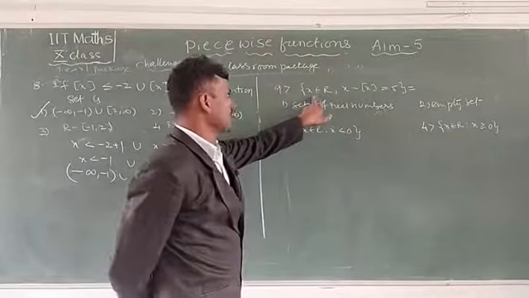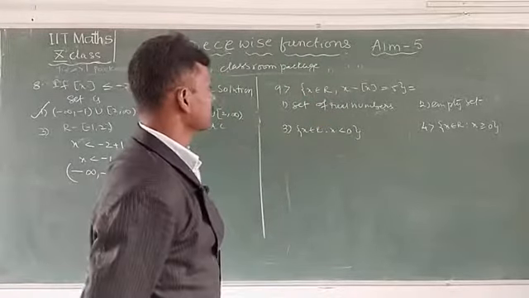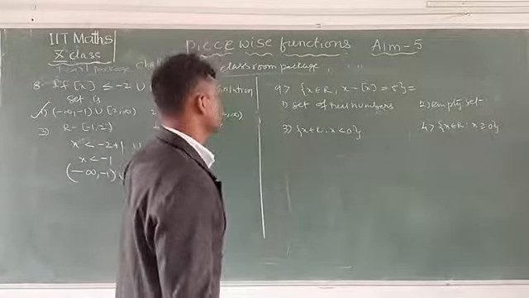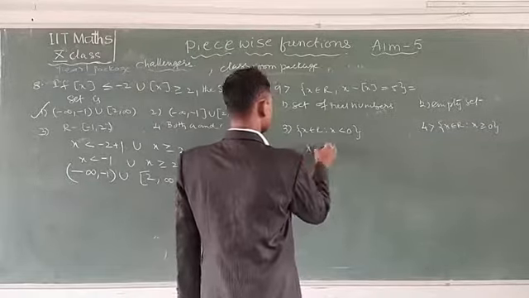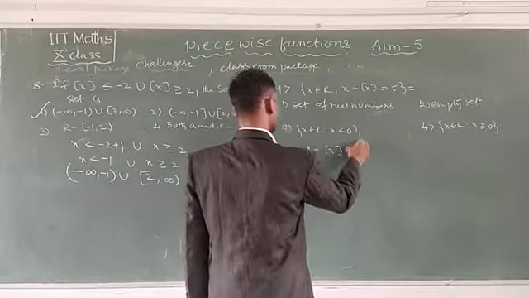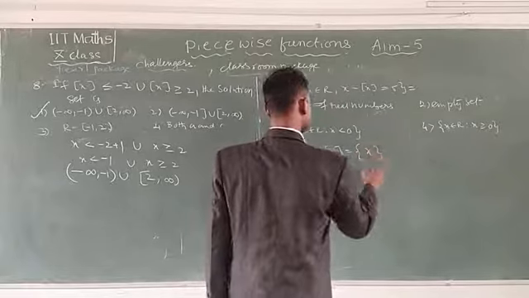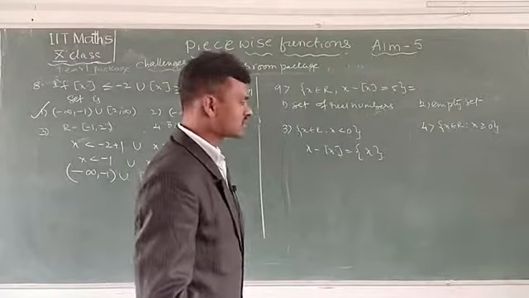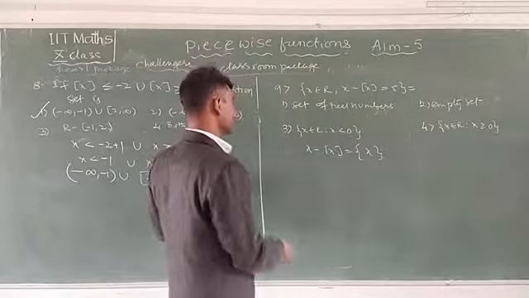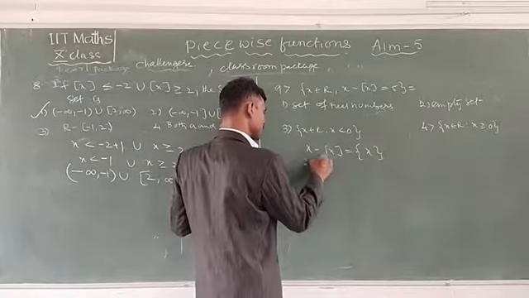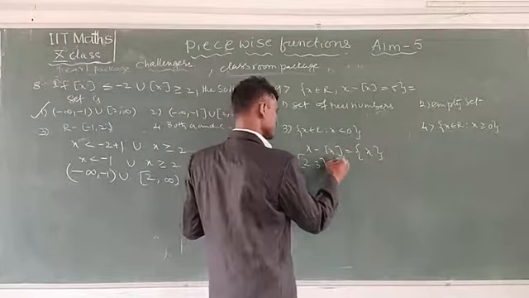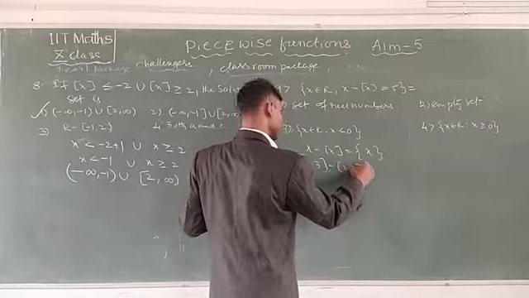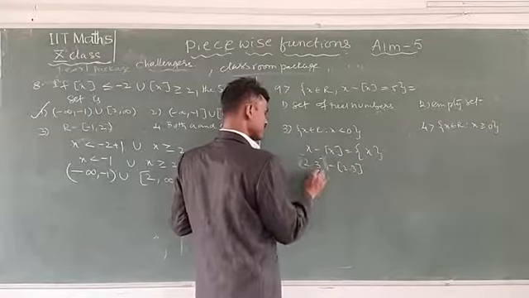Now 9th one, see here. Set of x belongs to R, x minus [x] is equal to 5. See here, x minus [x] is equal to the fractional part of x. Suppose you can take here 2.3. Suppose x is equal to 2.3.